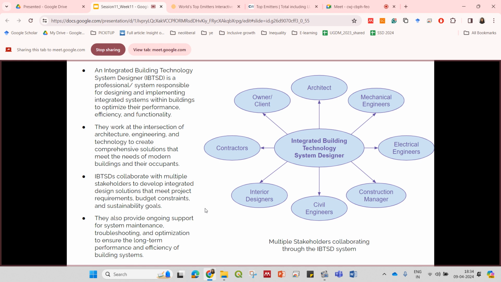It collaborates with multiple stakeholders to develop an integrated design solution that can meet the project requirements. Also, it can meet the budget constraints, and also, if needed, sustainability goals. It provides ongoing support for the system maintenance, troubleshooting, and optimization to ensure long-term performance and efficiency of the building system. And it does this by integrating multiple components of the building system and collaborating with multiple stakeholders.